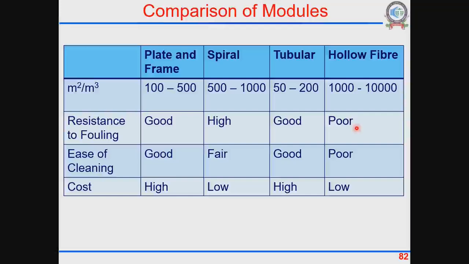But of course, the resistance to fouling is poor because we don't have any turbulence inside. There are no turbulence promoters, and therefore the fouling tendency would be large. Cleaning also would be difficult because I can't remove individual fibers and clean. We would only be able to clean by chemical cleaning.